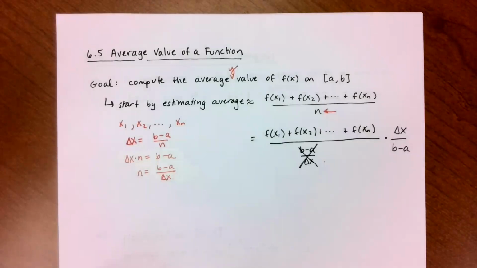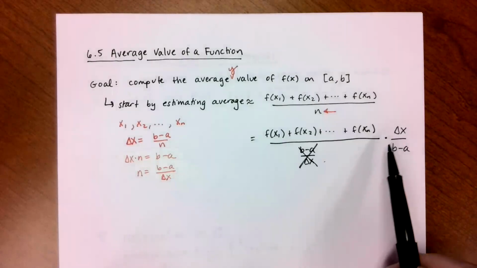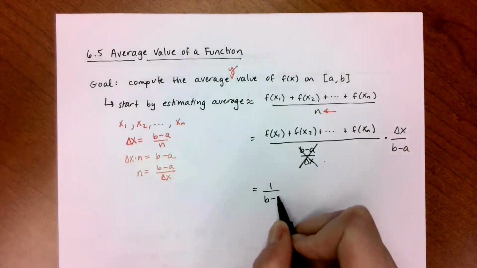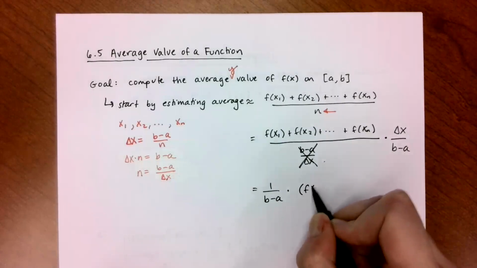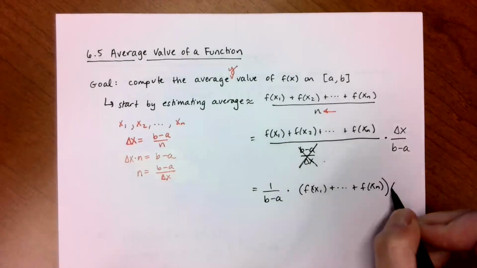Okay, so what I'm going to do in this next step is just pull out b minus a, which in any specific example is just a number, right? It's just the length of our interval. So I'm going to pull this out as its own thing, 1 over (b minus a). And then what we have left is f of x1, f of x2, all the way to the end, times delta x.